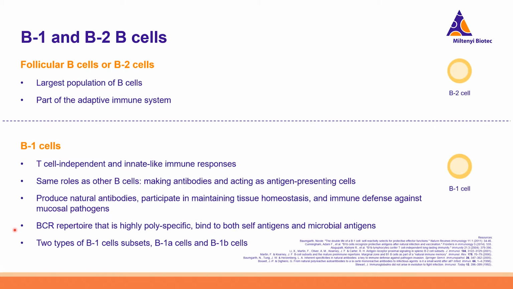And even these B1 cells have different subsets. There are two main subsets, the B1A cells and the B1B cells. So you see, this is already starting to be very confusing, and we have so many subsets, even in these two different types of B cells. So that's why obviously it's good that we talk about the B cells today.